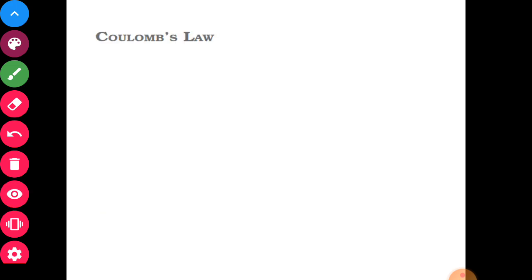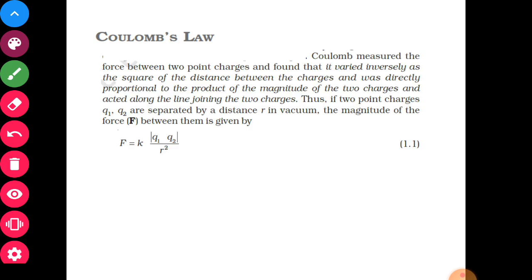Now there is Coulomb's law. This is very important, and now your chapter actually begins from this particular topic. Coulomb measured the force between 2 point charges and found that it varied inversely as the square of the distance between the two charges, and it was directly proportional to the product of the magnitude of the two charges and acted along the line joining the two charges. So it is very easy to understand.